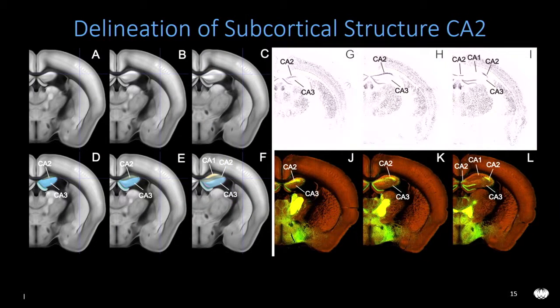So if you open the Paxinos atlas and the ARA, you will find the anterior part of the hippocampus, this region, has been annotated as CA3. But based on our template, I drew the dorsal part as CA2 and the ventral part as CA3. This was supported by the gene expression data and connectivity data.